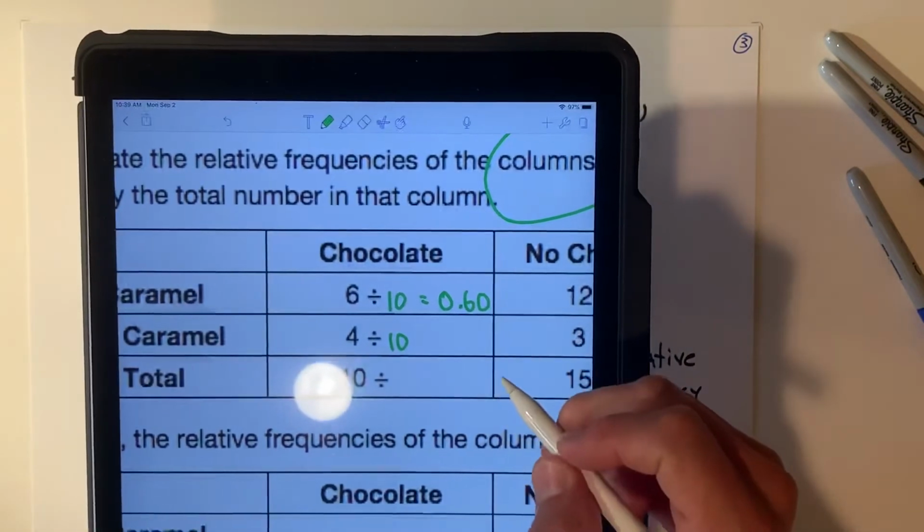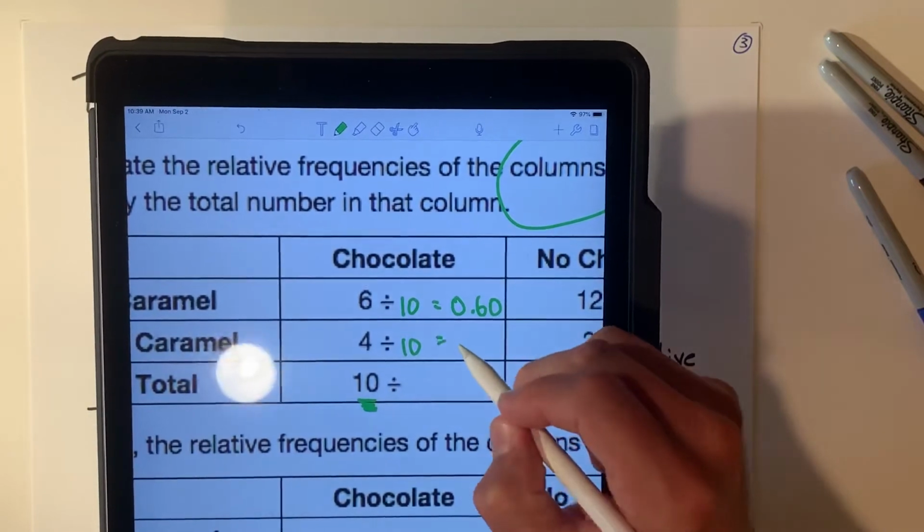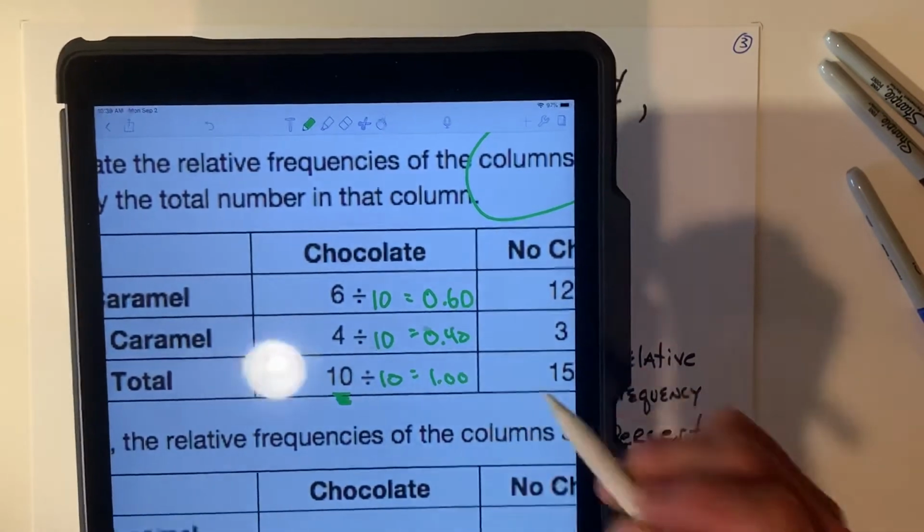You could imagine now we're going to do 4 divided by 10. We're always using this column total. 4 divided by 10, you can guess, is 0.40. And 10 divided by 10 is 1.00.